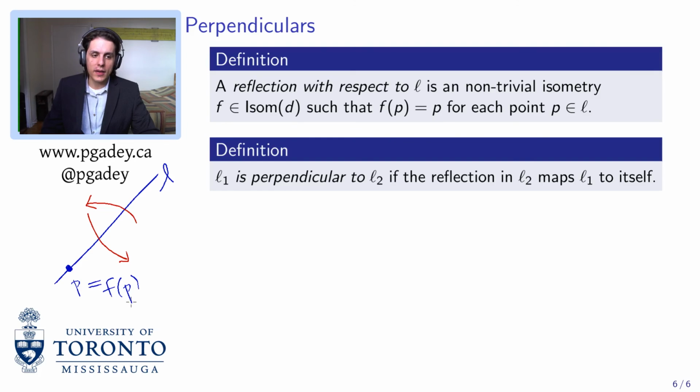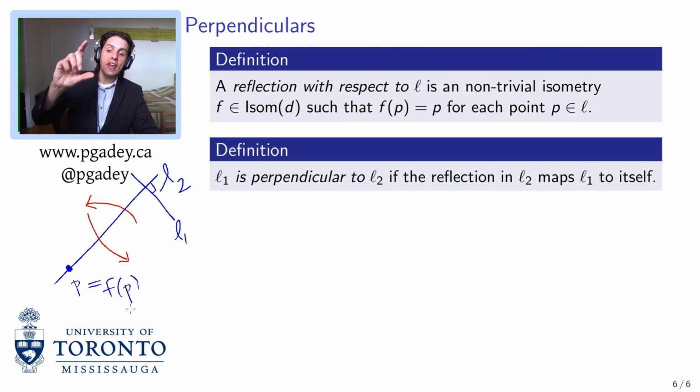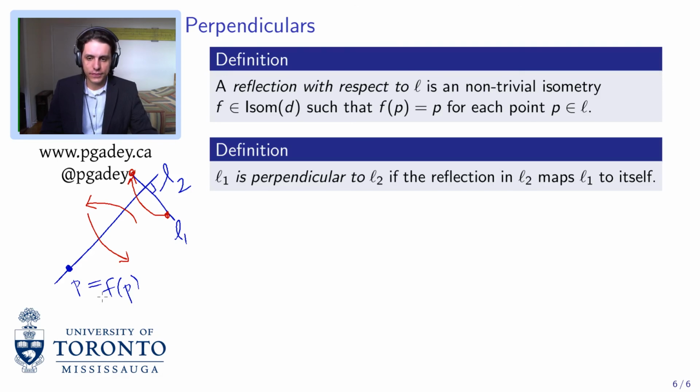reflection in L1, or the reflection in L2 maps L1 to itself. So if we call this L2, then what we're going to get is that these two lines are perpendicular if the reflection in L2 maps L1 to itself. Now notice these points here will move to the other side of the line. So they're not fixed point-wise, but L1 as a set is fixed by the isometry f.